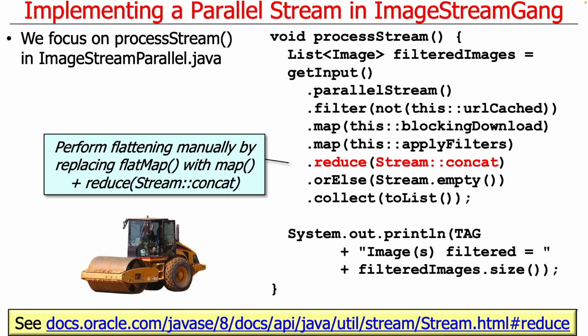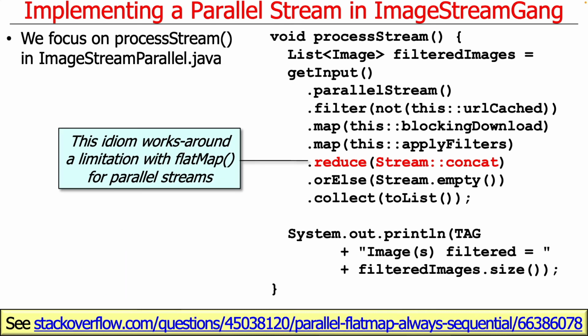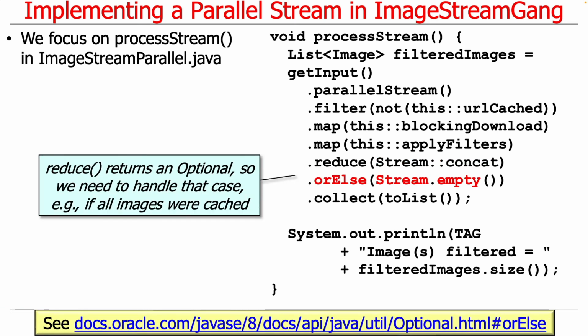Well, that's not really what we want. We really want this thing flattened out, so we just want a stream of images, not a stream of streams of images. So we use the reduce method with the Stream.concat method reference, and that flattens the results out. If flatMap worked properly, we wouldn't need to do this particular technique, but it doesn't, so we're stuck with it. But the good news is it's very idiomatic and easy to use. So again, this map-reduce idiom works around a limitation with flatMap, which we've talked about before, and you can read about in more detail at that link.